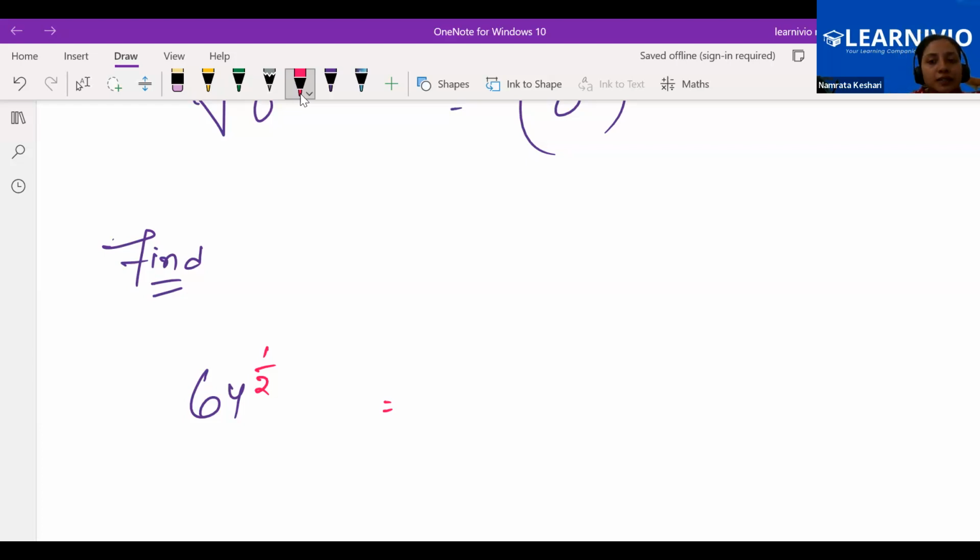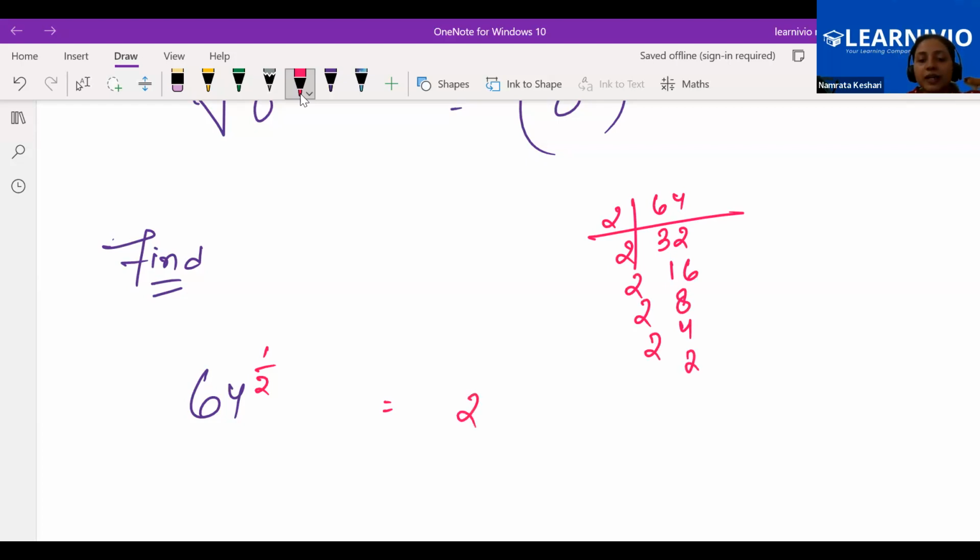64 you can write it, if you do the factorization like this: 2 times 32, 2 times 16, 2 times 8, 2 times 4, 2 times 2, you will be getting 64. Yes or no? Yes, ma'am. Can we write 64 as 2 to the power 6, Ayan and Farhan?